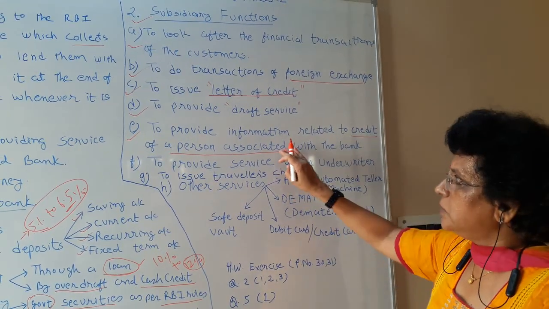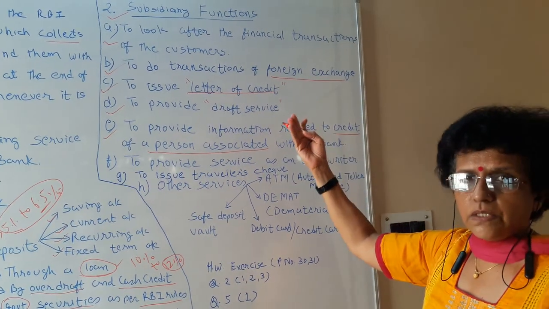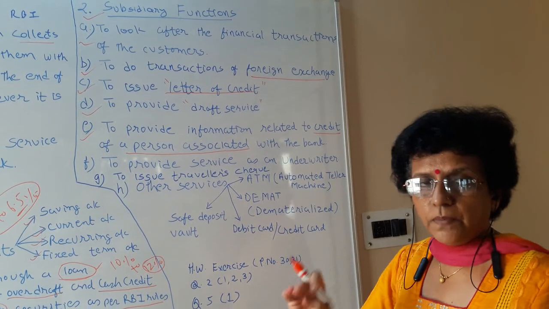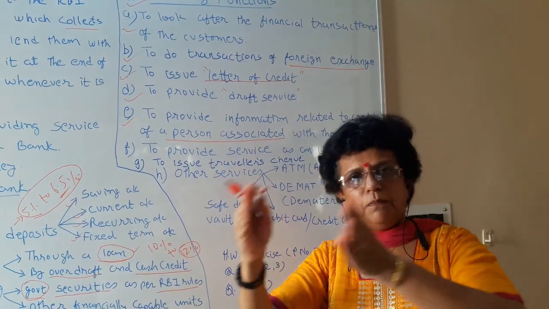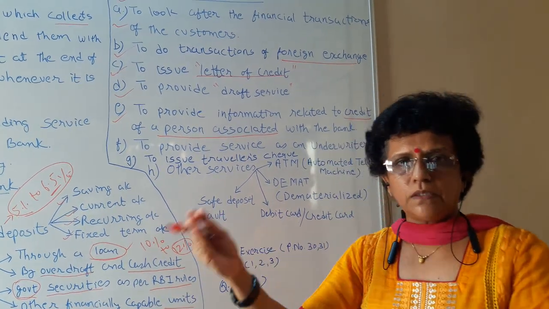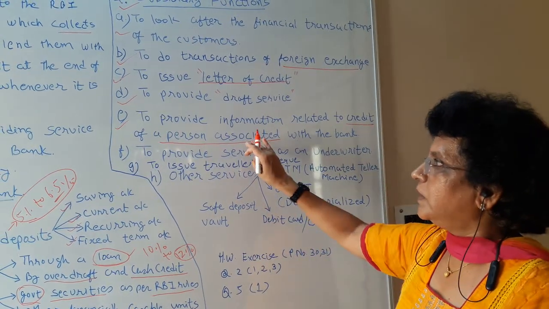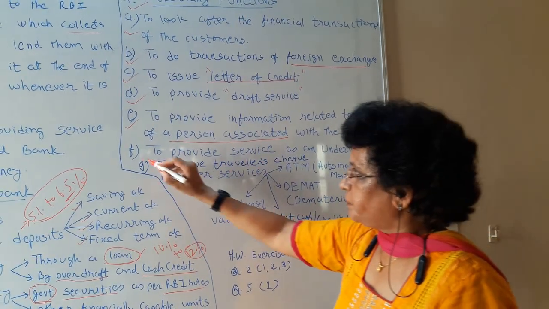This is also provided by one bank to another financial institution regarding you, because businessmen can't borrow from only one institution, they borrow from a number of institutions. So here other institutions require a reference from your main account bank. So that will be done.